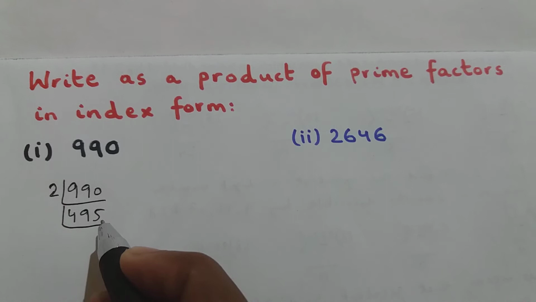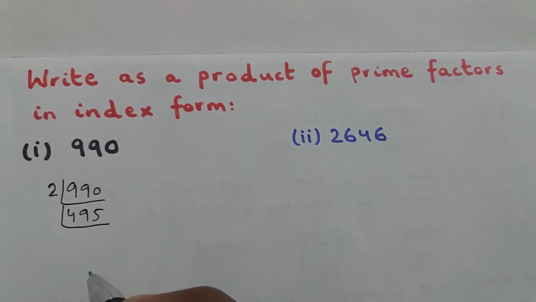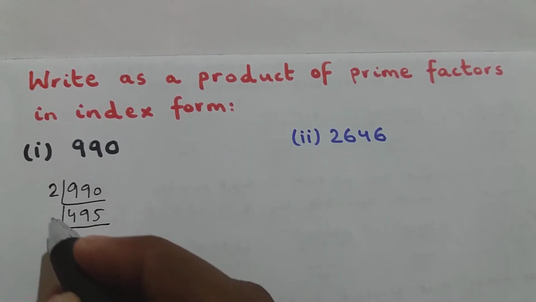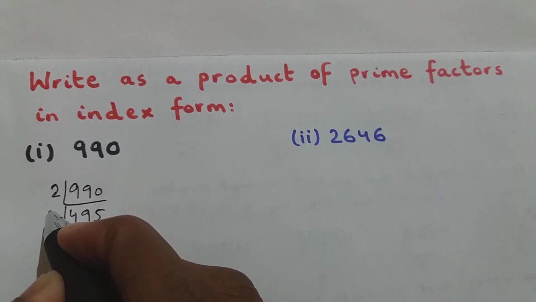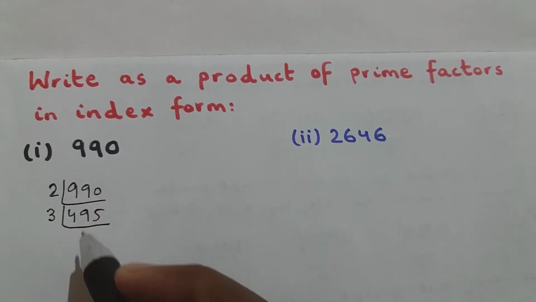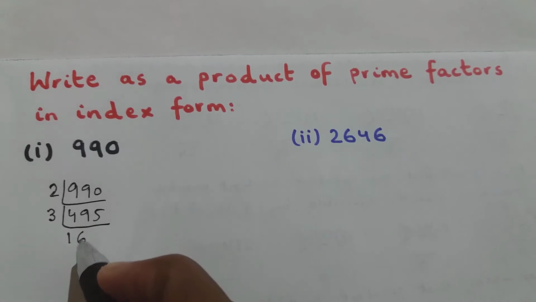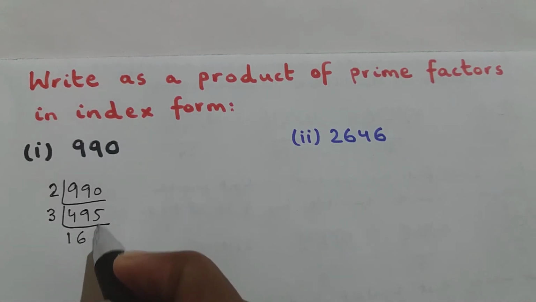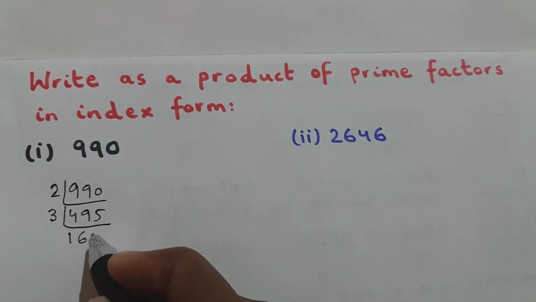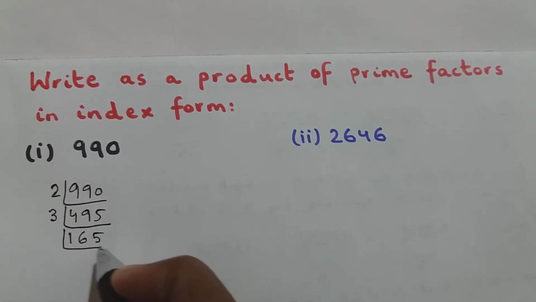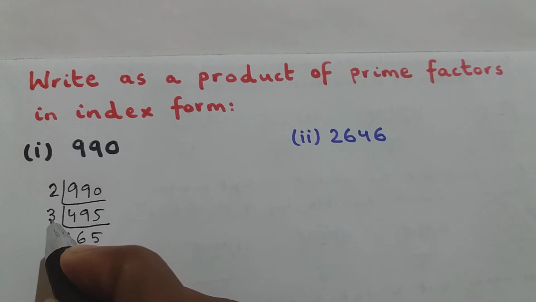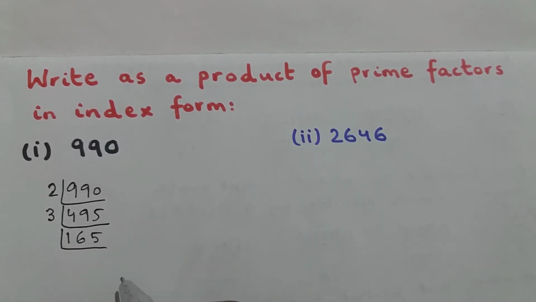Now 495 is divisible by 3. So I will write 3 over here. So 495 divided by 3 is what? 3 1s are 3, remainder 1, bring this 9 down, 19. 3 6s are 18, remainder 1, bring this 5 down, 15. 3 5s are 15. So 495 divided by 3 is 165.